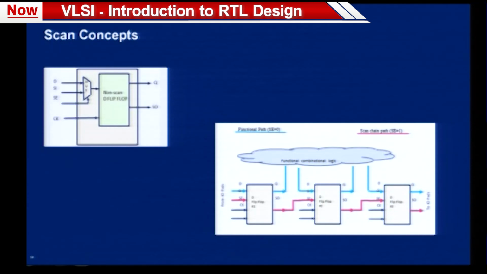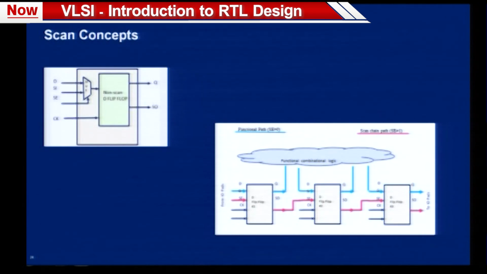The fundamental difference between a regular flop and the scan flop is that the scan flop, besides getting the D input, also gets an SI pin, scan in pin, and a scan enable pin. The scan enable pin decides whether the flop will capture D or it will capture SI, scan in. Your original circuit can be thought of as what is shown in the right picture with the blue line. The flop output Q goes to some combo logic, that combo logic feeds the next flop input D, the flop's output goes to another combo logic, and so on.